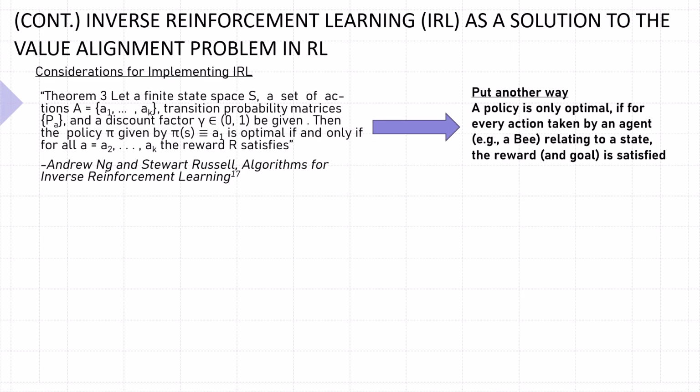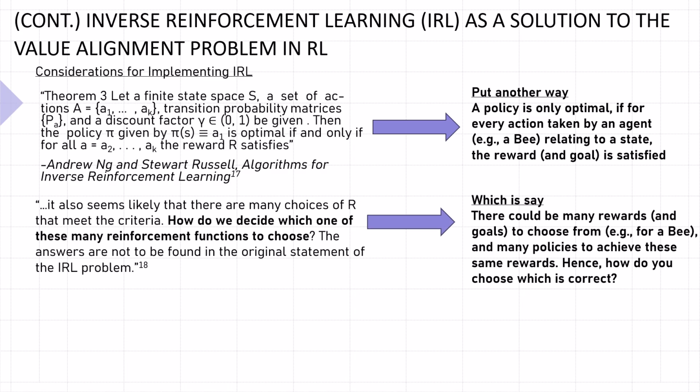Well, the first is that according to Ng and Russell, one needs to understand that a policy is only optimal if for every action taken by an agent, say a bee, relating to a state, the reward or goal is satisfied. Put another way, all state action pairs must satisfy the same goal and reward.